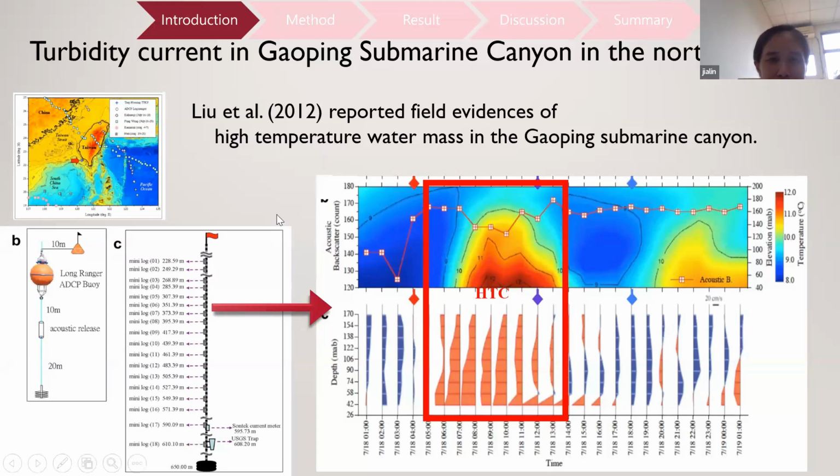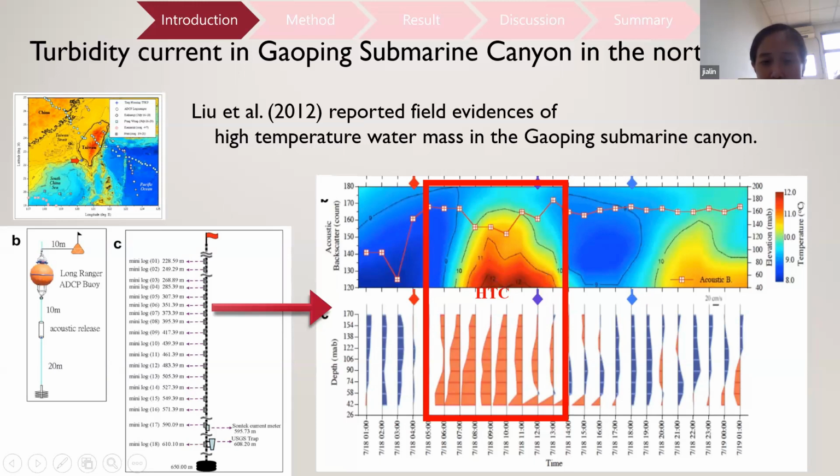And this is an observation from more than 10 years ago, from Professor Liu in National Sun Yat-sen University. He has done this kind of experiment many times, but only 1 or 2 times he successfully observed the occurrence of the density current in the submarine canyon. A lot of the time, the equipment will be destroyed or disappear. But this one is a nice measurement, where the first figure is the temperature.